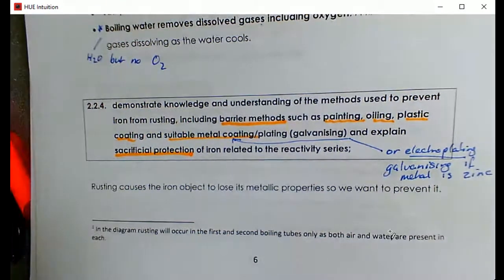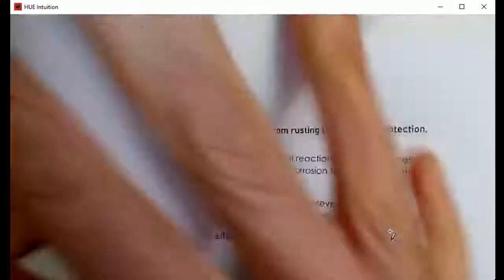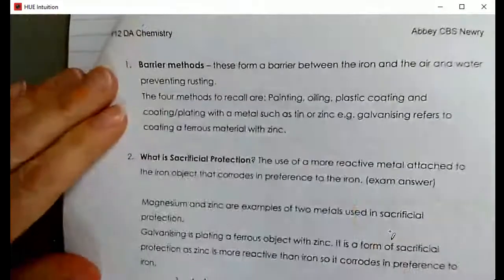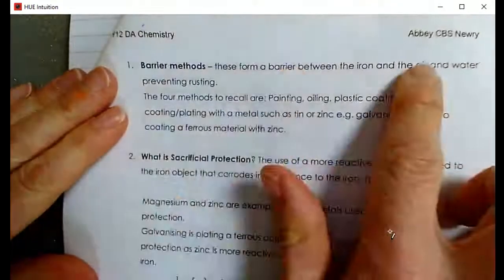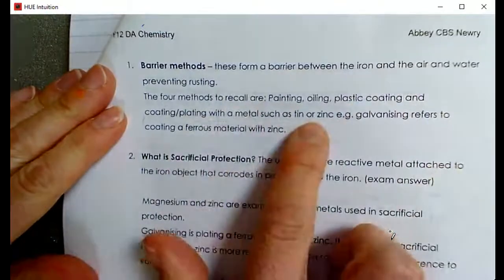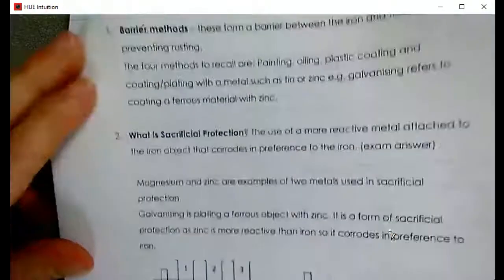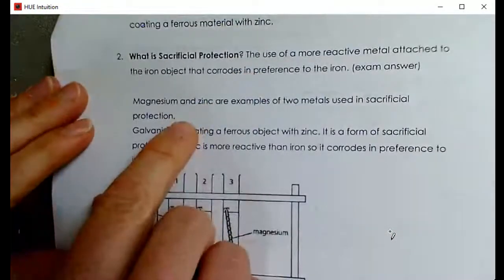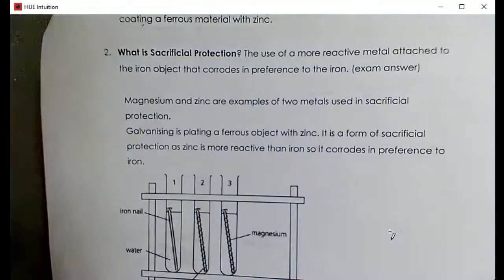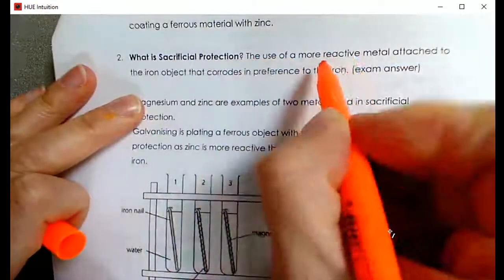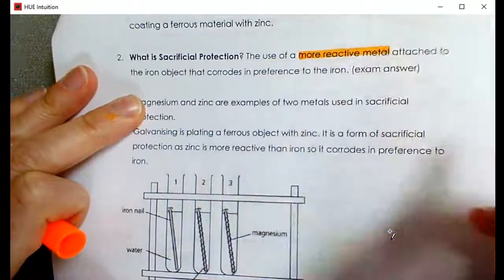Now, galvanizing is a form of sacrificial protection. So you can read this yourselves, just learn what it means. What is it? And what examples are there of it? The sacrificial protection would be the higher tier stuff. You need to know what it is, right? It's the use of a more reactive metal, one higher in the reactivity series.